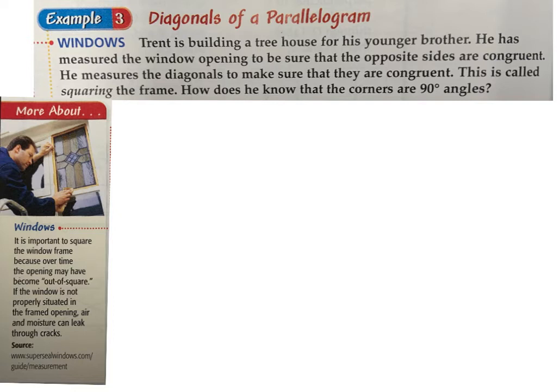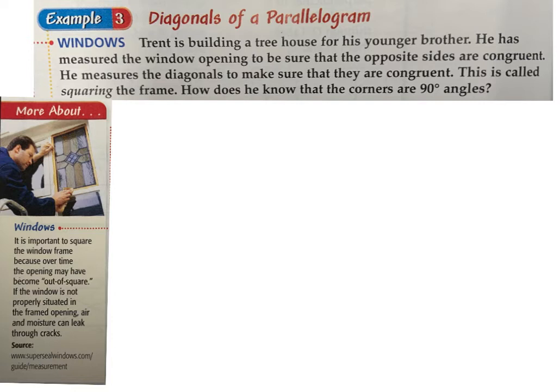But squaring a window is proving that you have 4 right angles when you're doing a window. Well, the easiest way to prove that is measuring the diagonals, all right? Versus trying to figure out that it is a right angle, you can measure the diagonals. If the diagonals are equal, you have right angles. You have a rectangle, a type of rectangle.